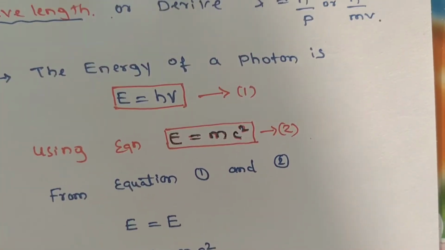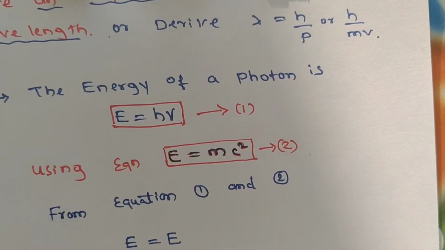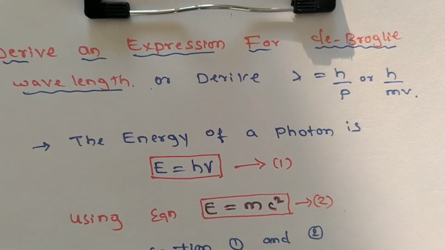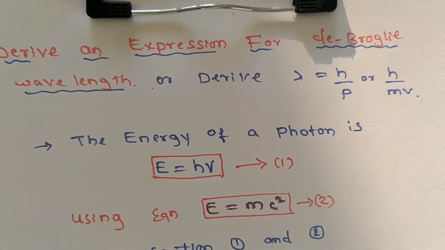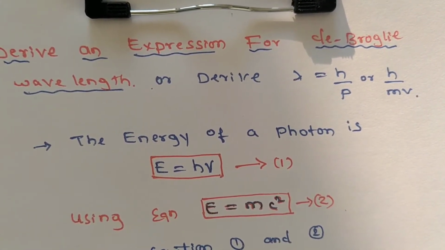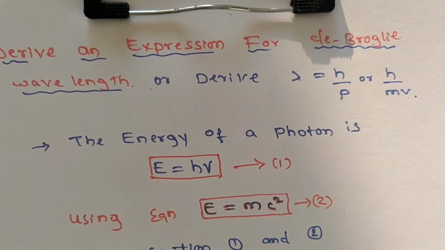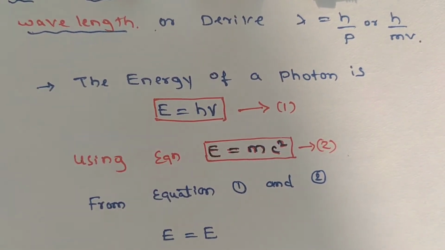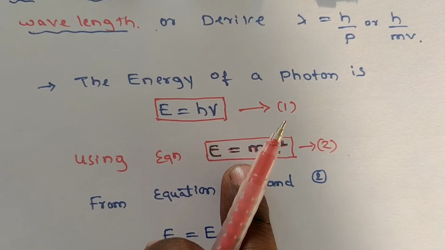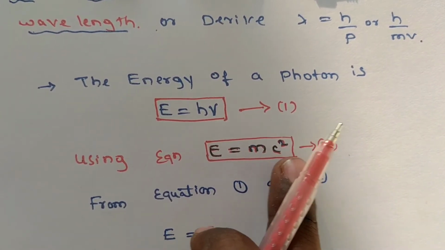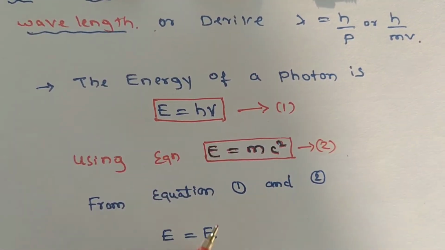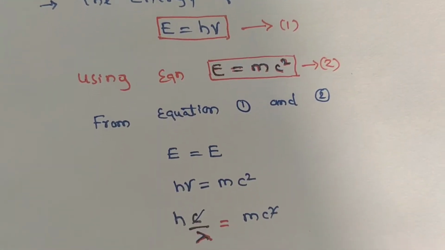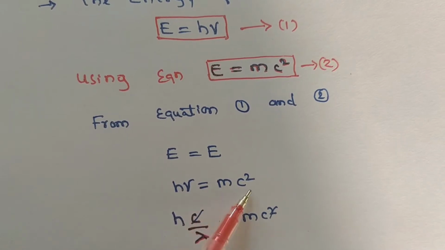Once again I will repeat this. Derive an expression for the de Broglie wavelength, or derive lambda is equal to h divided by p or h divided by mv. First we consider the energy of a photon, E is equal to h nu. Using Einstein theory of relativity equation, E is equal to mc square. From equation 1 and 2, E is equal to E. Then in the place of E, I am considering h nu, and in the place of E, mc square.